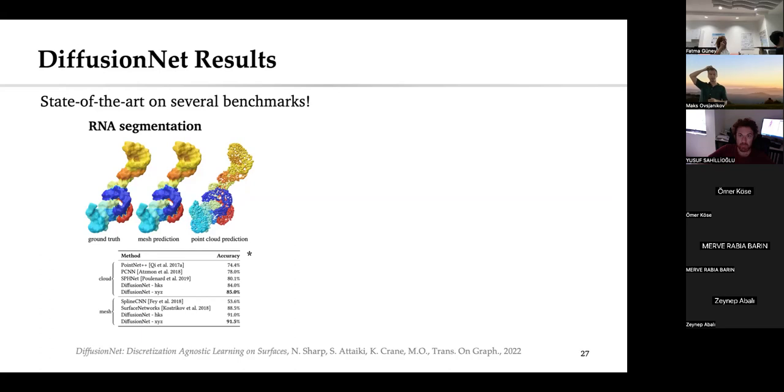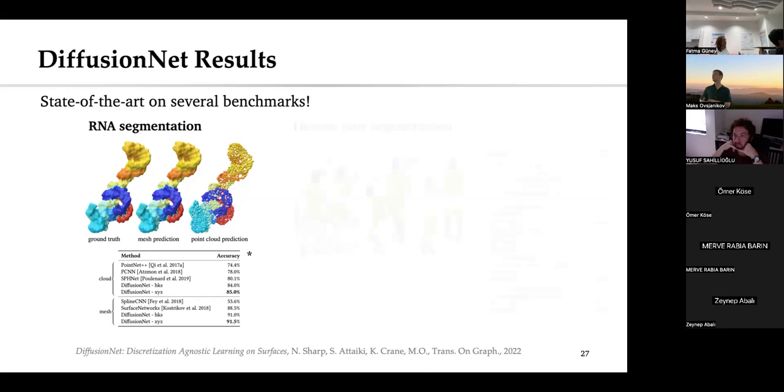I should say, this is 2022 and still, I think it's quite popular. Without false modesty, it's become a relatively popular method in this domain. So if you ever do learning on surfaces, I would recommend at least trying it because it's very robust and very efficient. And so it achieves state of the art on many different benchmarks.